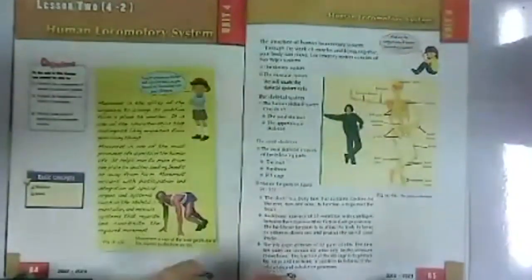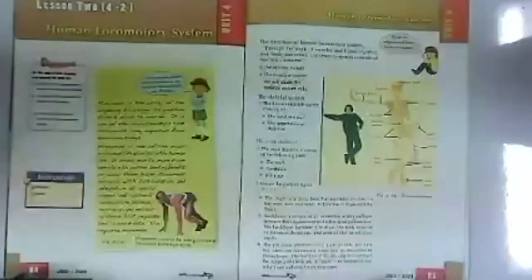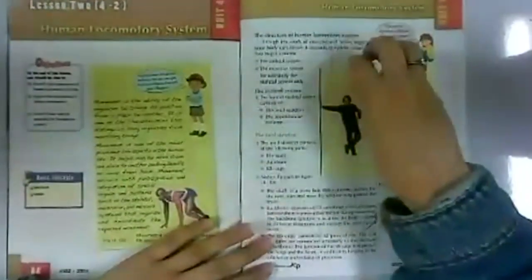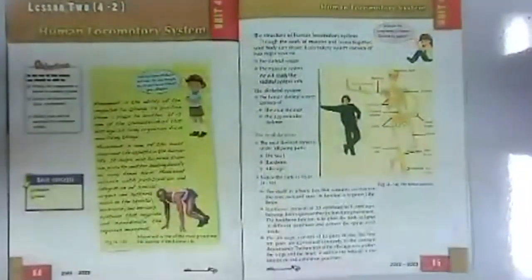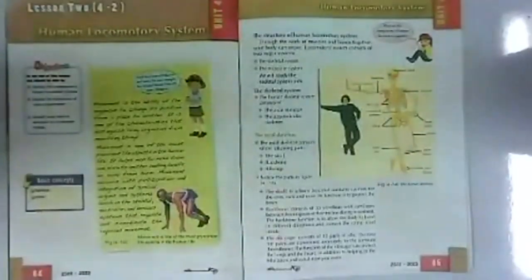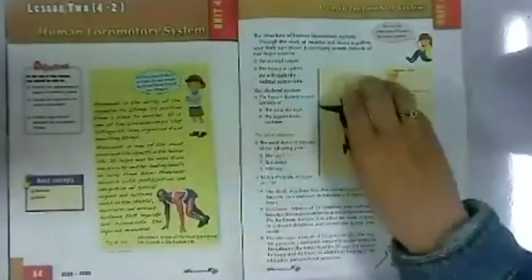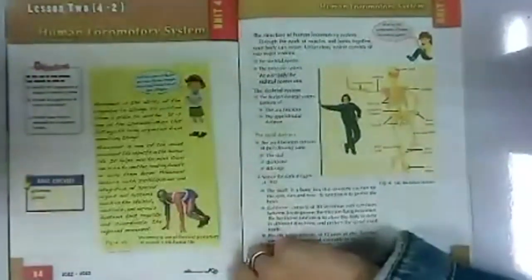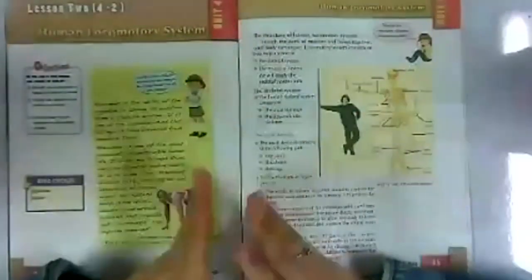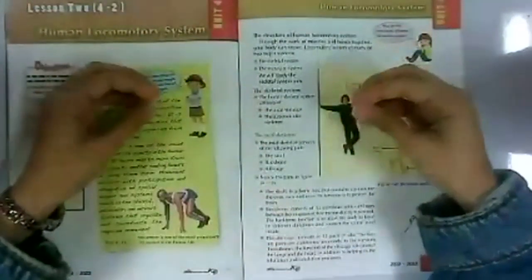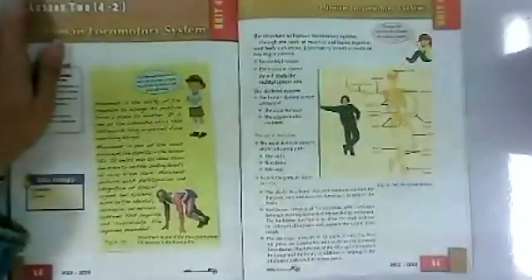But humans, animals, and all living organisms can move from one place to another using a system in their bodies. What is the system? It's the locomotory system. What is the locomotory system? The locomotory system consists of two systems: the skeletal system and the muscular system.